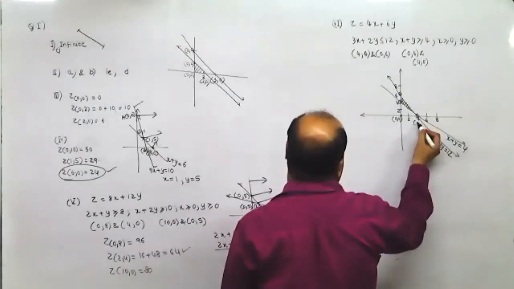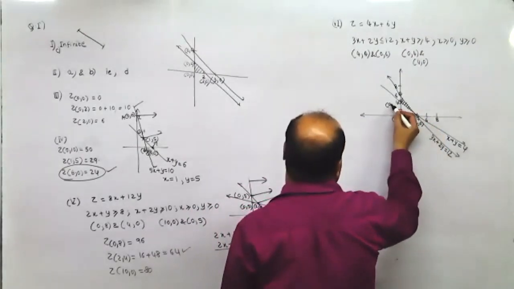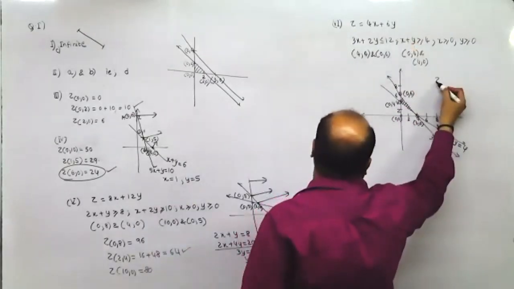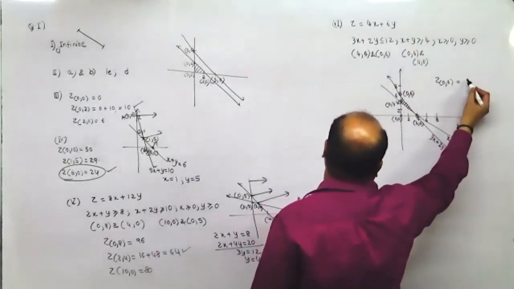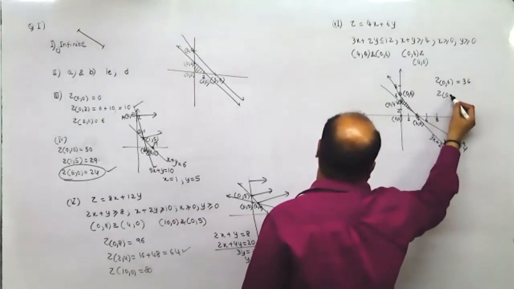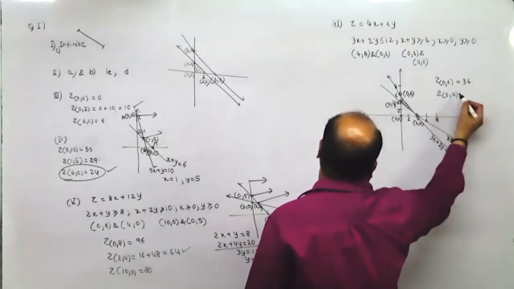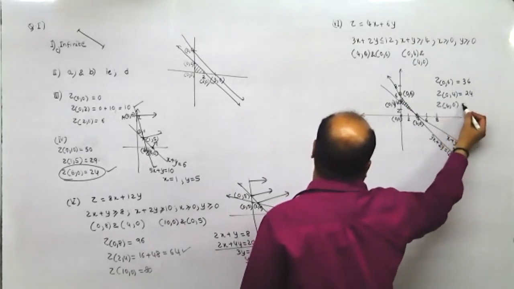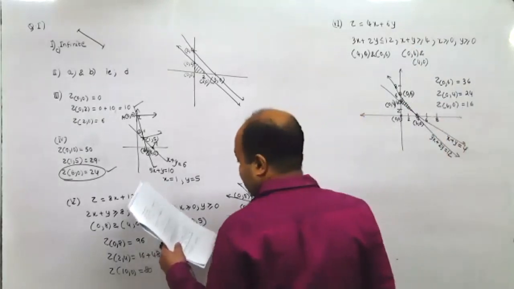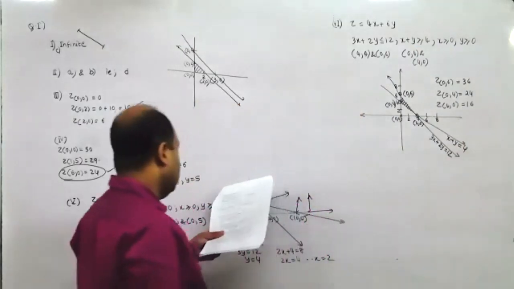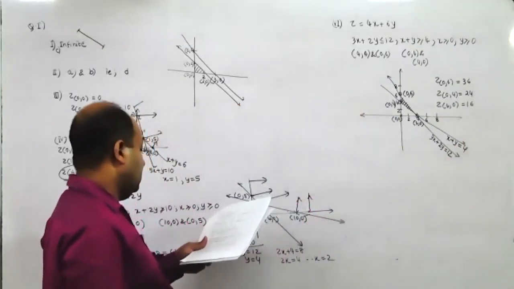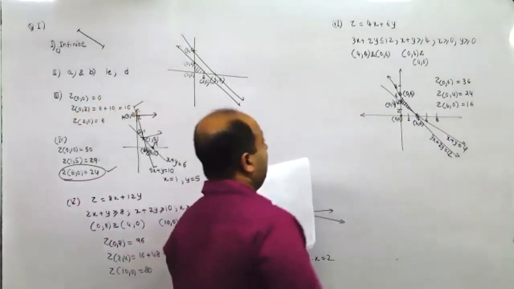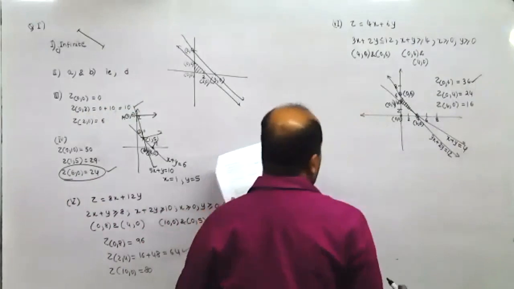So we'll see that one point is 4, 0, the other is 0, 4, the third one is 0, 6. So when I substitute, I get z at 0, 6 as 36, z at 0, 4 as 24, and z at 4, 0 as 16. So what have they asked? Maximum value. So it is 0, 6. Yes, sir.